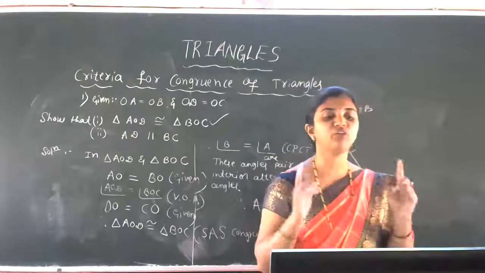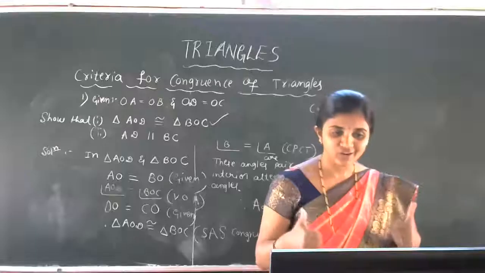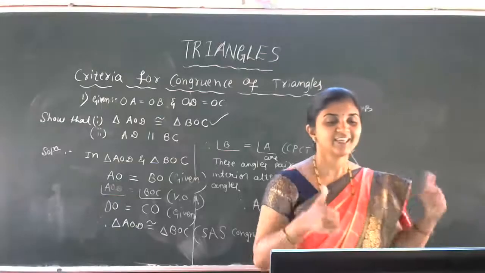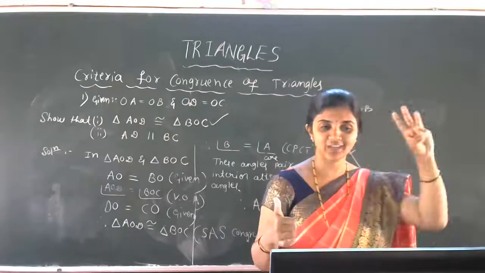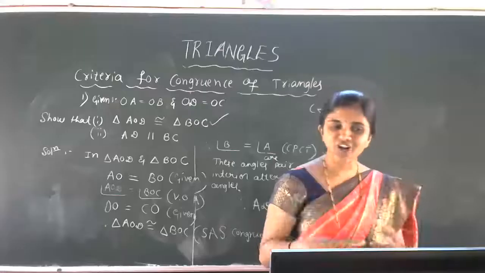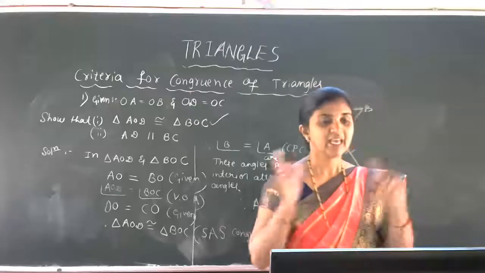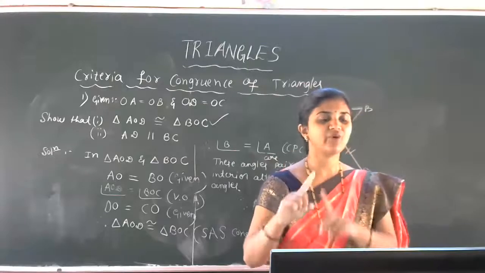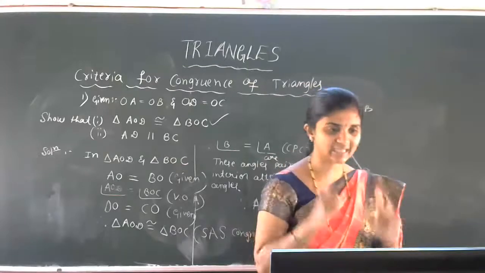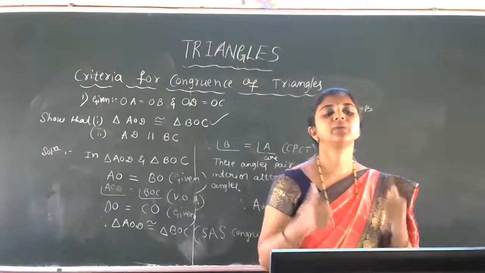Only one congruency criterion remains. Which congruency criterion is that? Only three have been covered, and the remaining one is CPCT, corresponding parts of congruent triangles. Is that clear, students? This is about today's class.